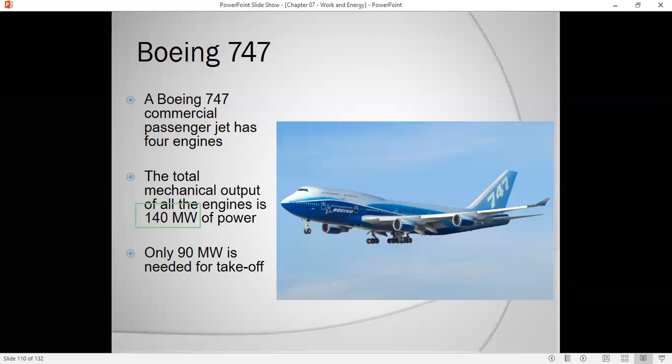You only need 90 megawatts for takeoff, and that's a good thing, because if you do the math here, you take half of 140, that's 70. Half of 70 is 35. If you think about this, each engine's 35 megawatts, right? You have 140 megawatts here. You subtract off 35 if one engine goes out. And what you realize is these things can take off with only 3 engines instead of all 4 engines going. So pretty impressive, pretty impressive.